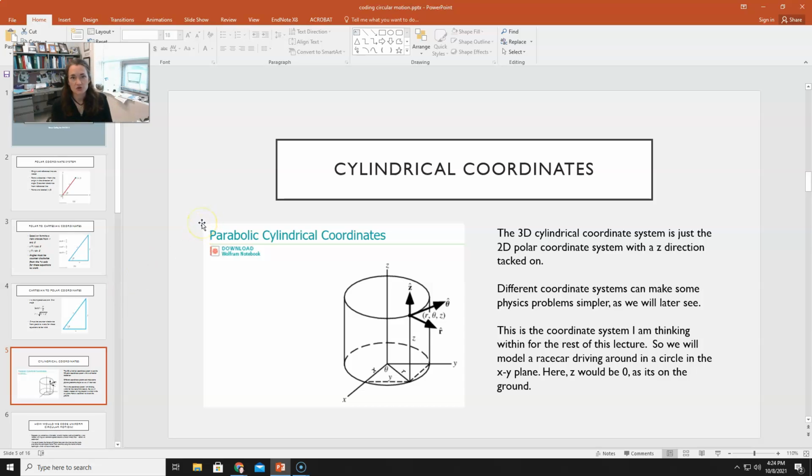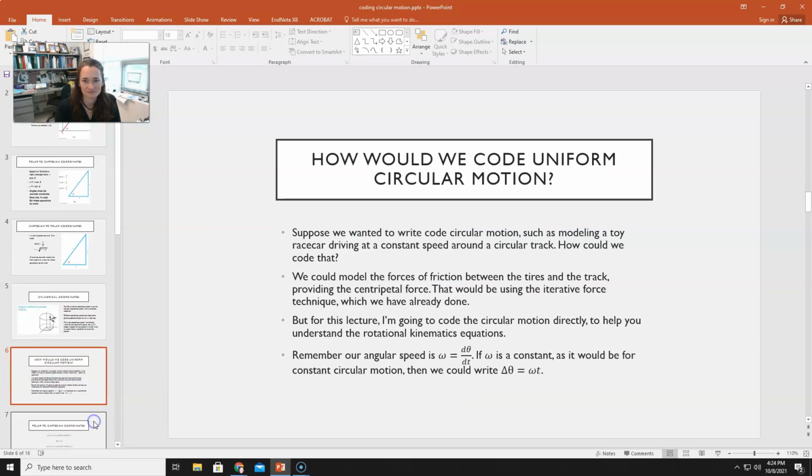Now, cylindrical coordinates are pretty simple. What you do is, if you have a 3D problem, you use r, theta, and z to describe it. So it's basically just tacking on the z-axis from Cartesian coordinates into your polar coordinates r, theta, right? So it's just r, theta, z. So that's really pretty straightforward, okay? And that's what we're going to use. So let's get started with circular motion.